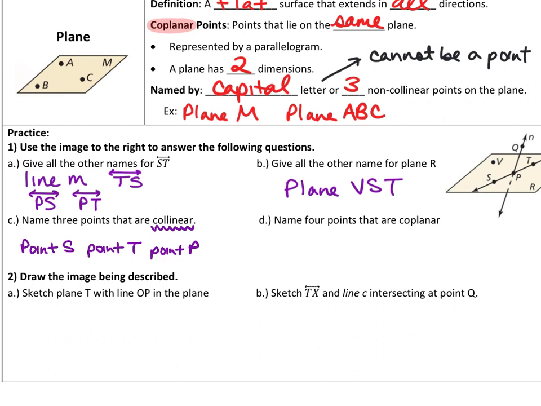Part D says name 4 points that are coplanar. What did coplanar mean? They're on the same plane. So which 4 points up there, I keep saying coordinate points, which 4 points are on the same plane? It's very similar to your last answer.